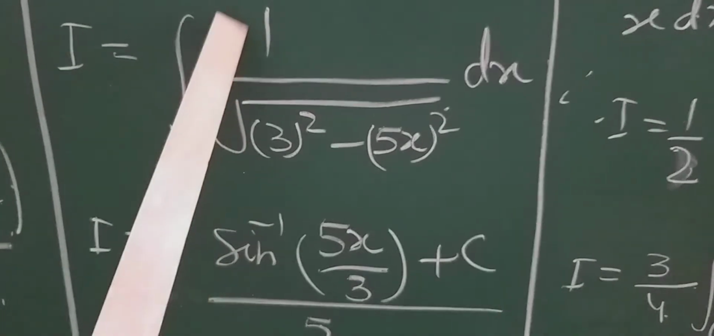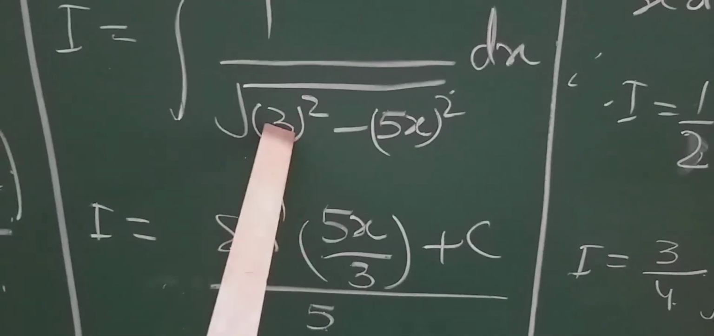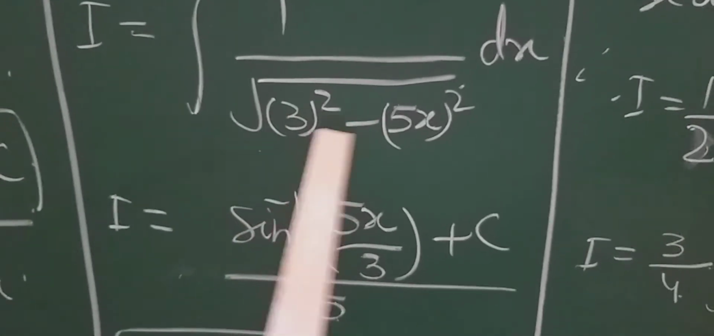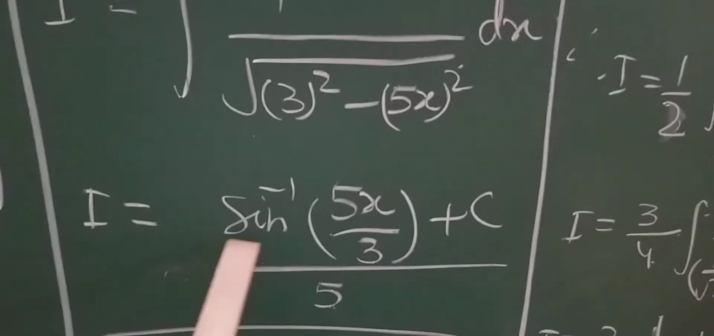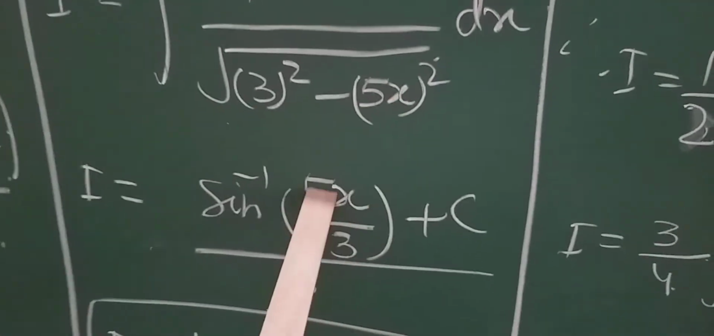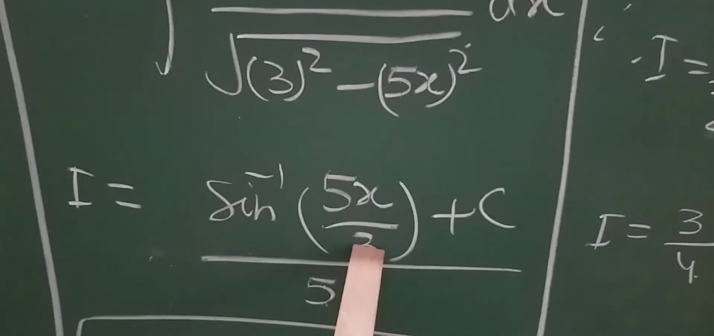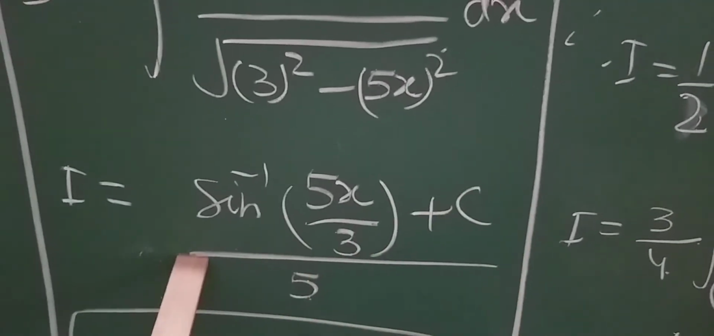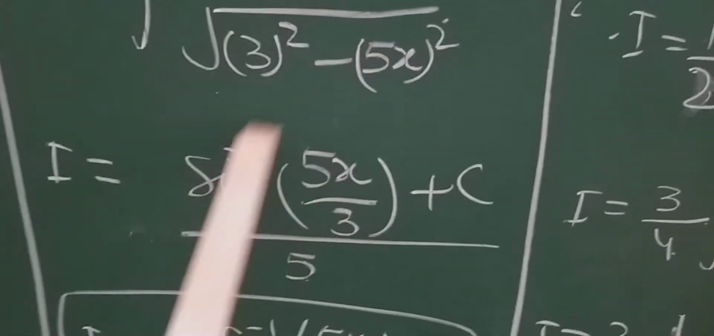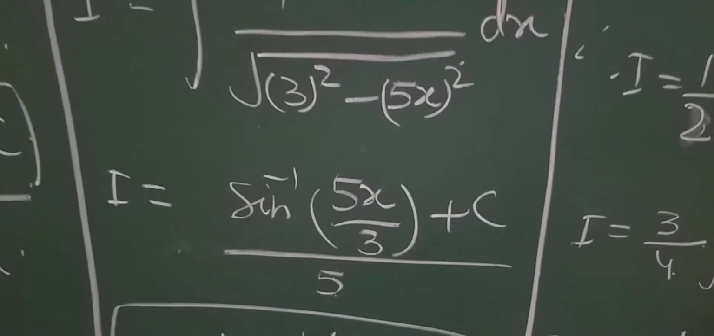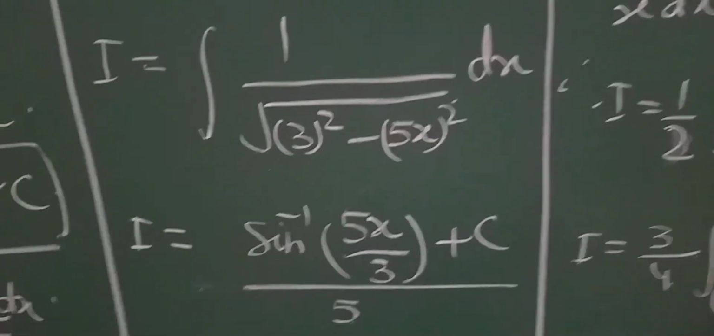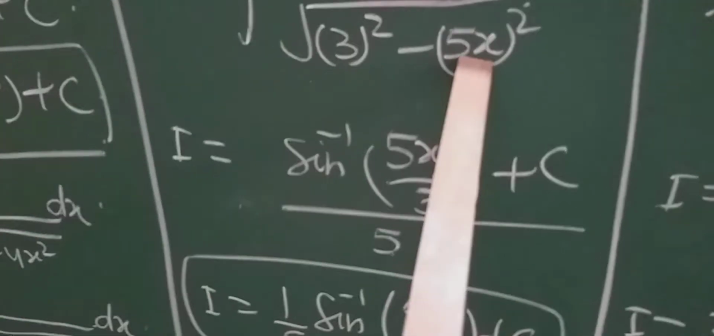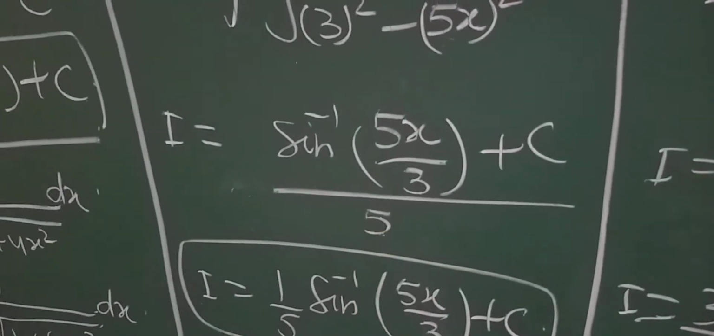We are going to use here the formula 1 upon root a square minus x square. Its integral is sine inverse x upon a. So I equals sine inverse, x value is 5x, a value is 3, sine inverse 5x upon 3 plus c. And remember students, the coefficient of x must come in the denominator. Earlier I told you, the same we will do here. Okay, the coefficient of x must come in the denominator.